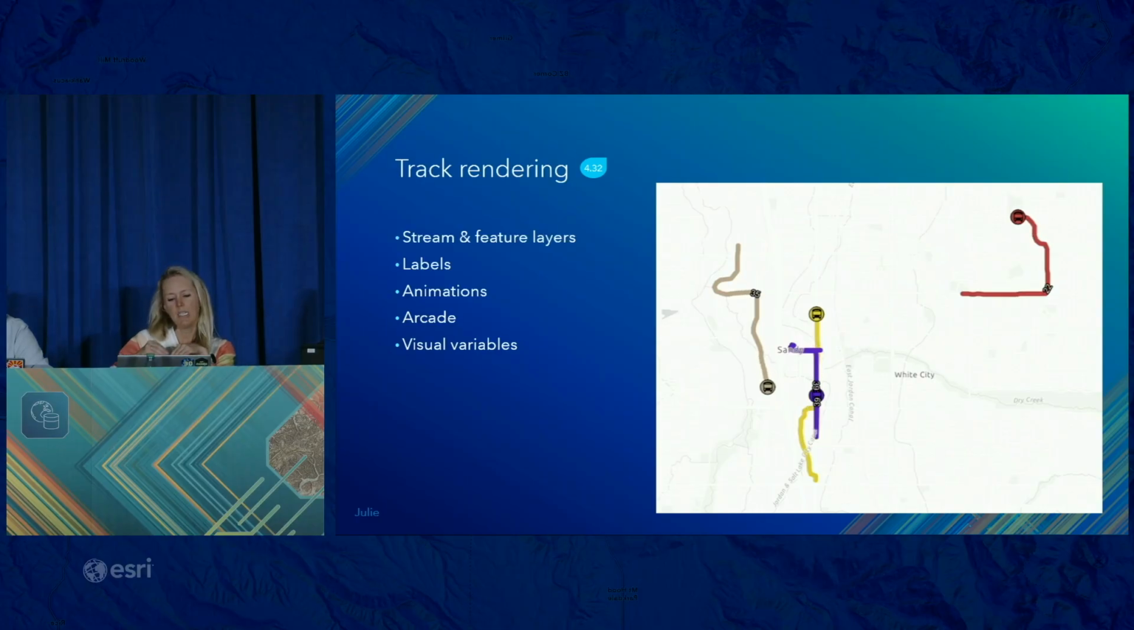If you're not familiar with track rendering, it's showing multiple observations of one entity and where it's been. So you can kind of see the track of where it's been. But now you can also have labels.